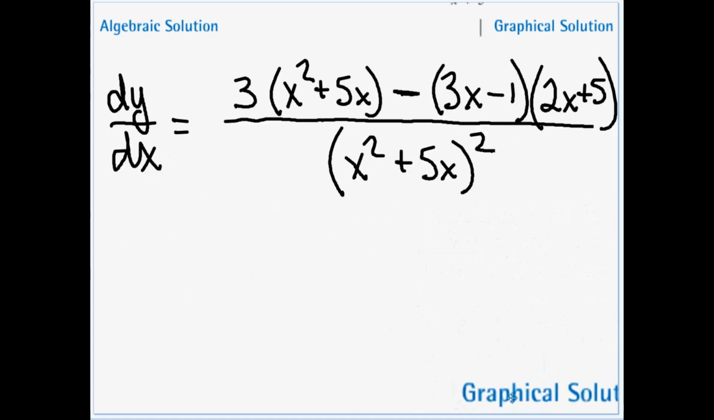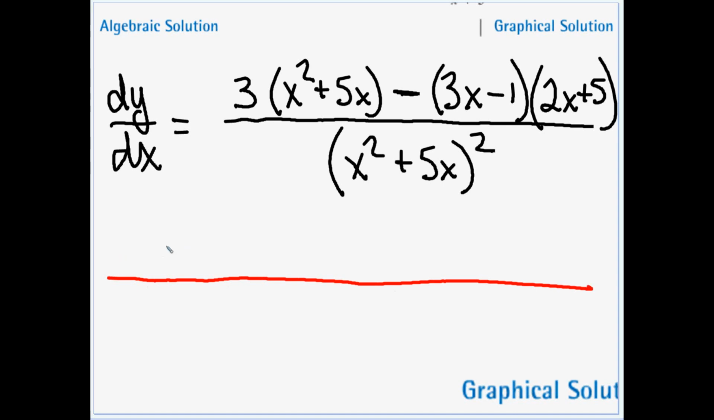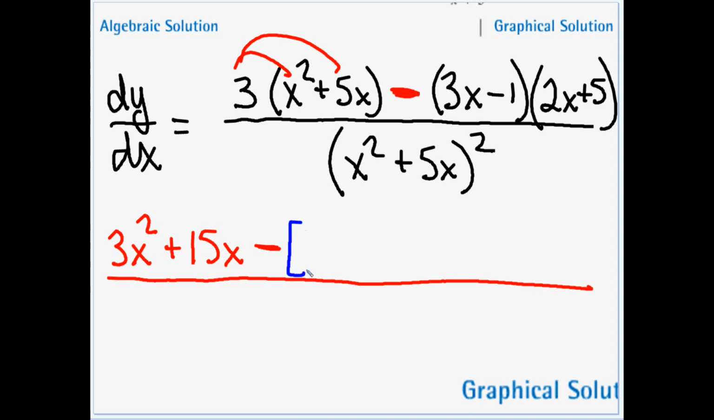The first piece of the numerator is not bad. I might have to drop my notation just so I have enough room. We're going to distribute that 3: 3x squared plus 15x. Now be careful. This is a minus, and we're going to FOIL this out, obviously, but we're still subtracting it as a quantity. We're minusing those two things multiplied, so we have to FOIL them out, distribute the negative before we do any more combining. So let's start FOILing here.